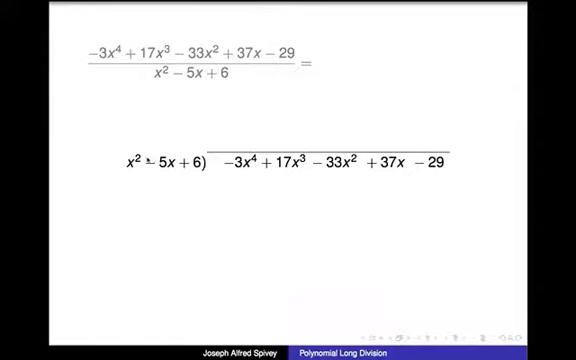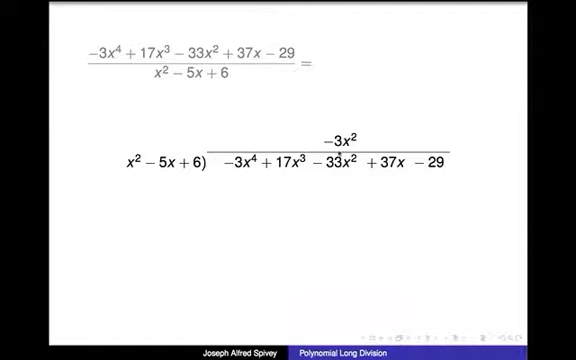Now my first step is to look at the leading terms of each of these polynomials. Here's the leading term, and here's the leading term. They're the ones with the biggest degree. So I want to ask myself, how many times does x squared go into negative 3x to the fourth? A different way to ask this question is, what would I have to multiply x squared by in order to get negative 3x to the fourth? I'd have to multiply it by negative 3x squared.